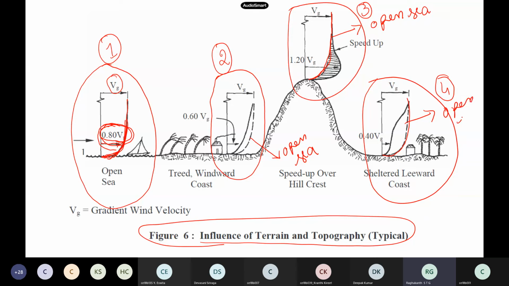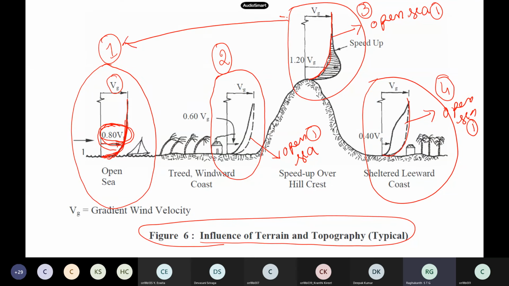Now you tell me where the values are very high, which is the most dangerous. The third one. Where is the structure located? On the hill crest, on the top of the hill. You followed, right? So on the top of the hill, what happens when I compare this 3 and 1?